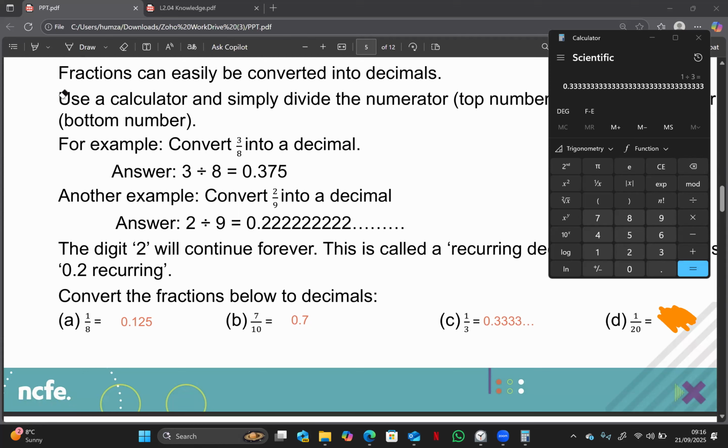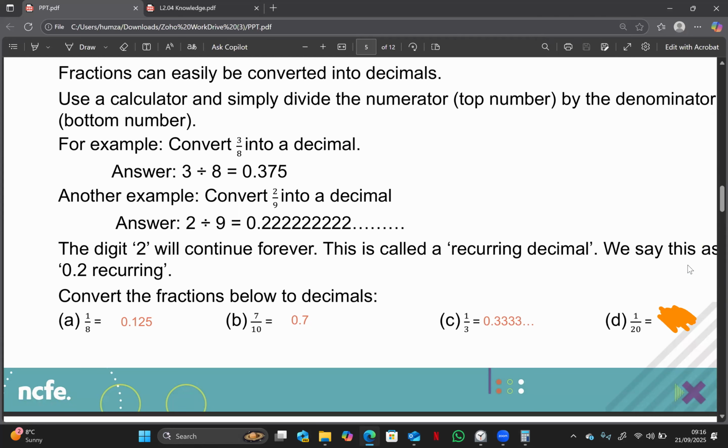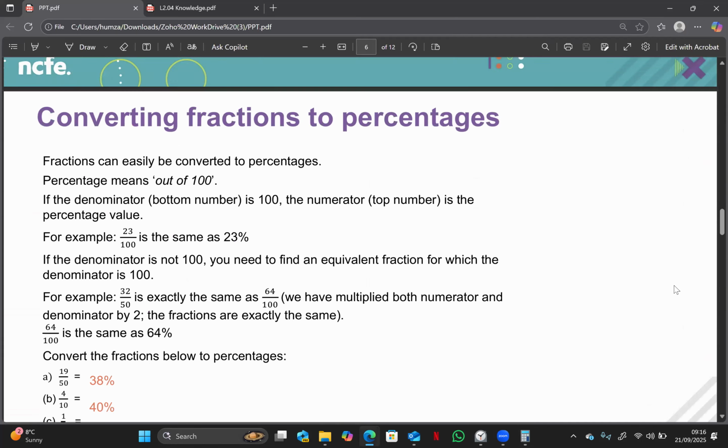And the last one, what would that be? The D. 1 divided by 20. Yeah. So let's do that. 1 divided by 20. 0.05. Exactly. So the last answer should be 0.05. There you go. We got them. Oh, correct.